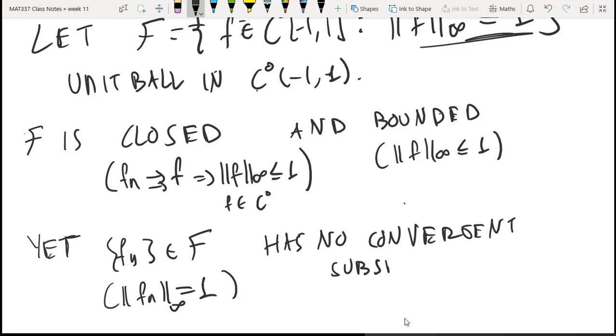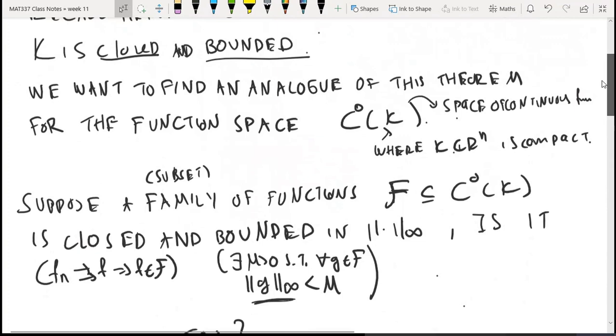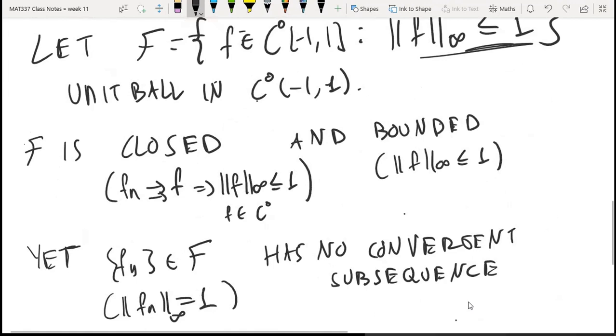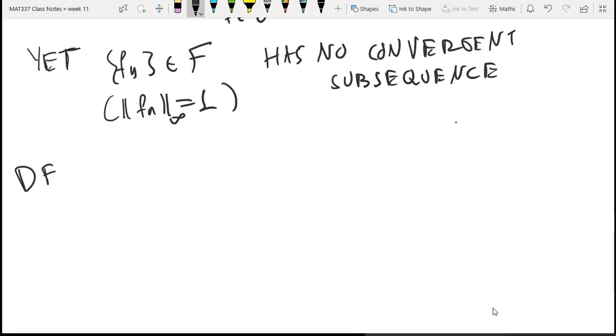Okay, is that okay with everyone? So closed and bounded is not enough. In Euclidean space, closed and bounded is enough to give you compact, but here it's not. So, good. So we have to introduce a new concept. Okay, so a definition.